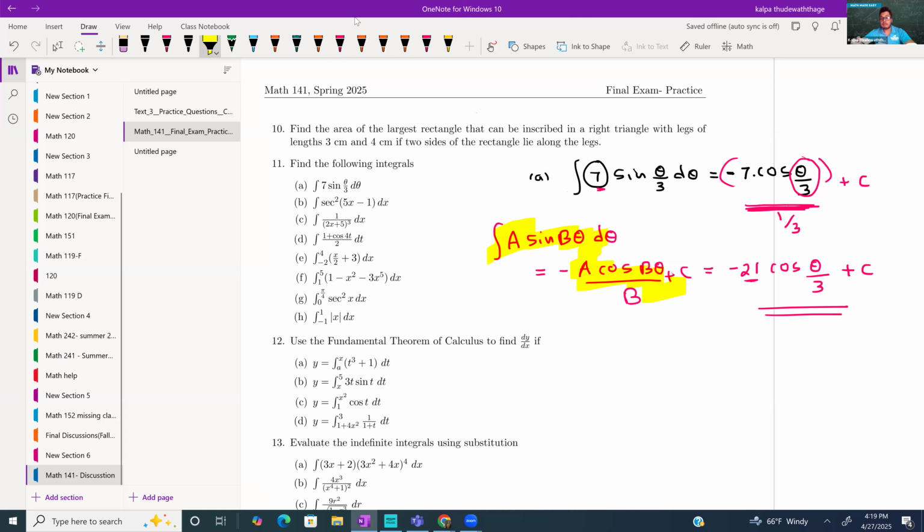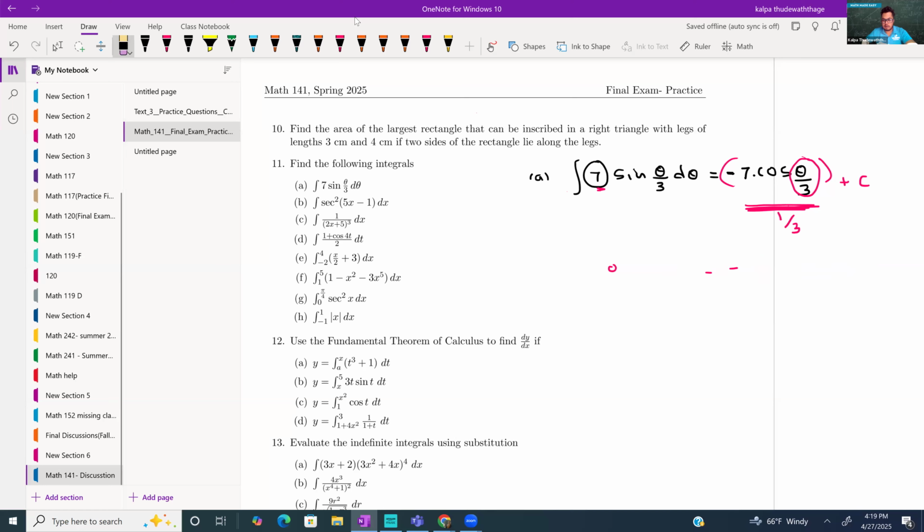If you have a cosine b theta d theta, you can write a sine b theta over b. There's no negative in there. Right. So that's good. So that's part A. I'm going to go to part B.